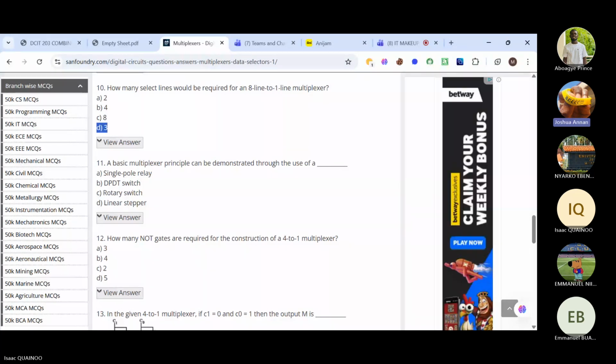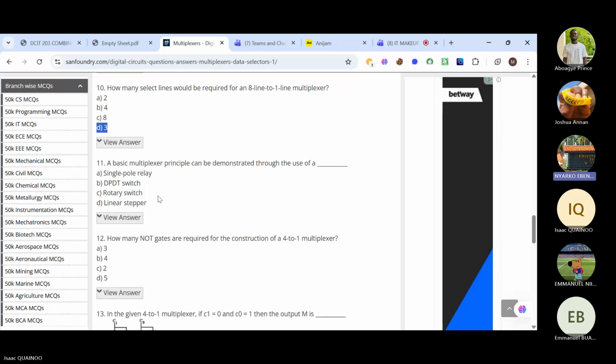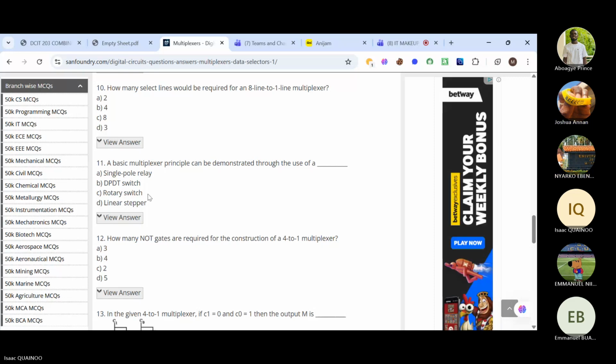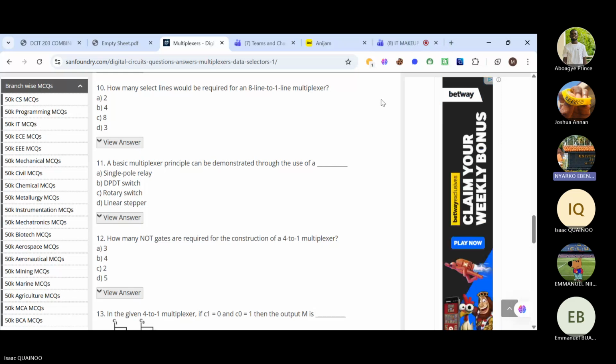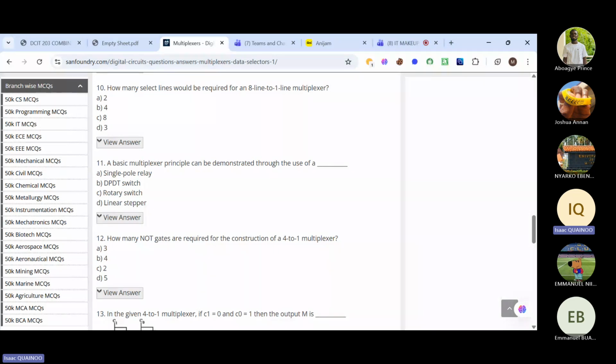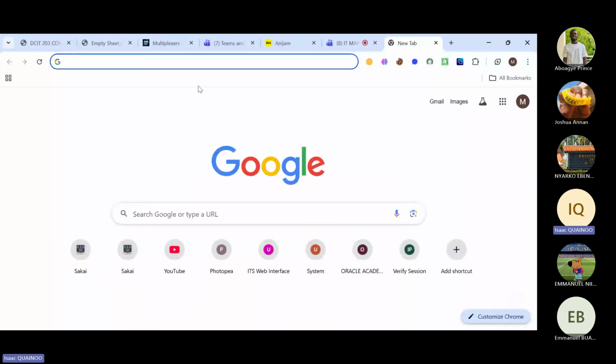Look to show. I think A. This question, this is my first time, but I'll go for A. Okay, so single pole relay. All right, so we have DP/DT switch, rotary switch, and linear stepper. Okay, so I'm going to go for C. So let's do a simple research here and then see something.